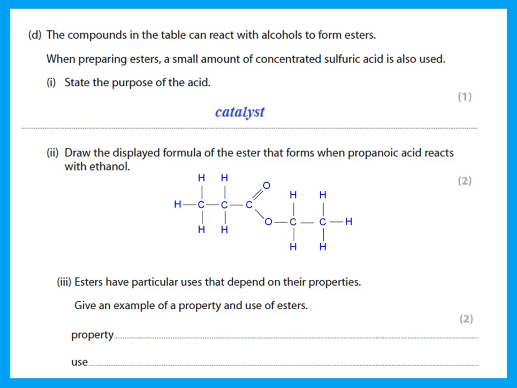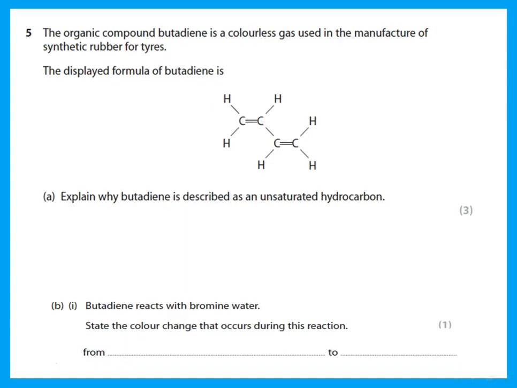Esters have particular uses that depend on their properties. Remember that esters have a fruity smell, so we use it in food flavorings or in perfumes. The organic compound butadiene is a colorless gas used in the manufacture of synthetic rubber for tires. So this is the structure of butadiene.